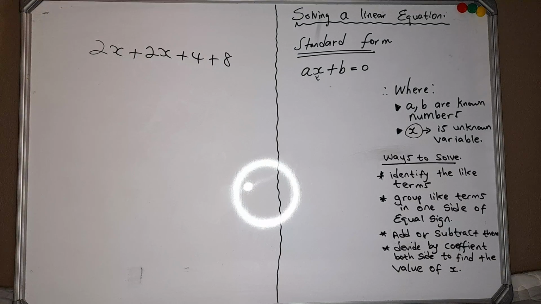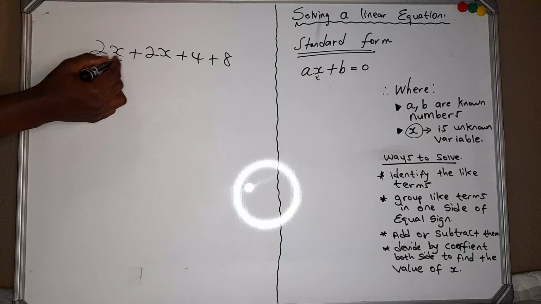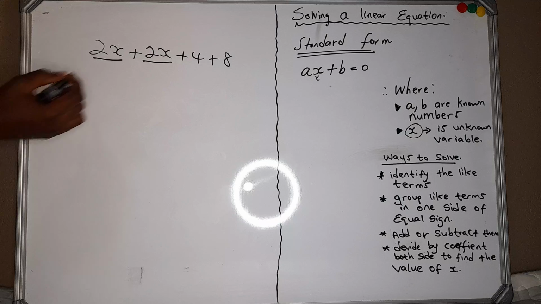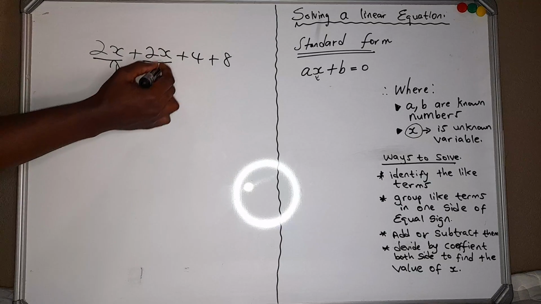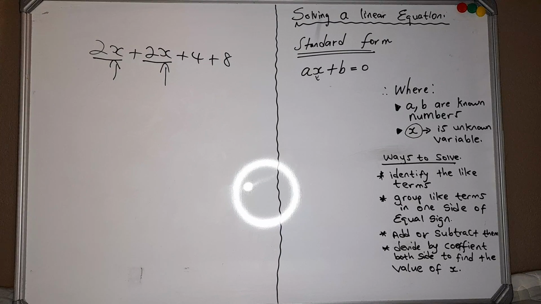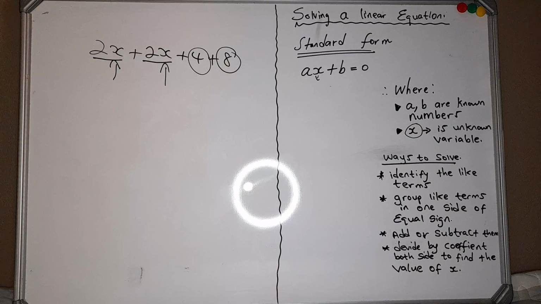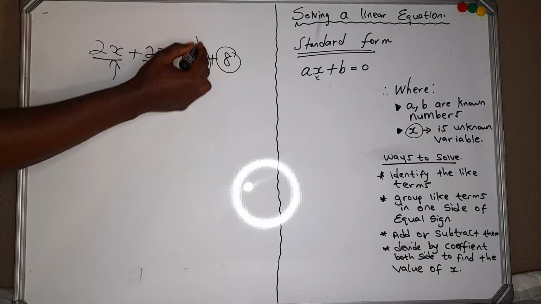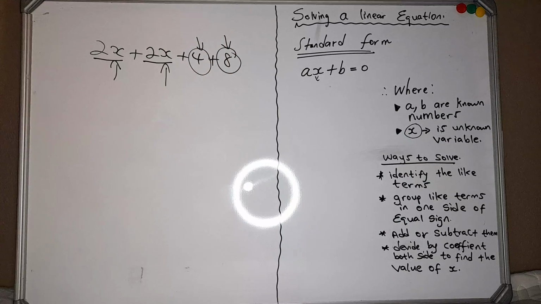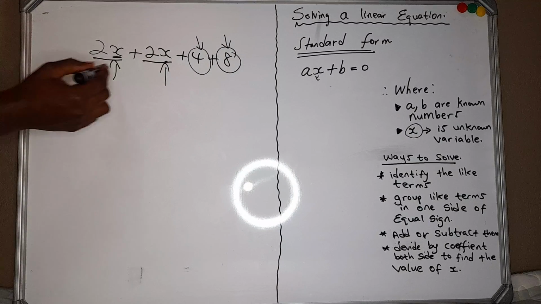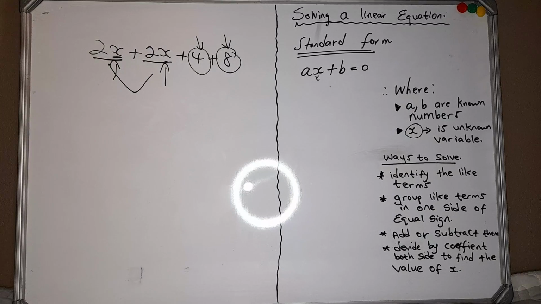When we talk about the same characteristics, we are talking about numbers which contain the same characteristics. x and x are the same characteristics. 4 and 8 are the same characteristics, which means 4 and 8 do not contain an x value. So these two are sharing the same characteristics.